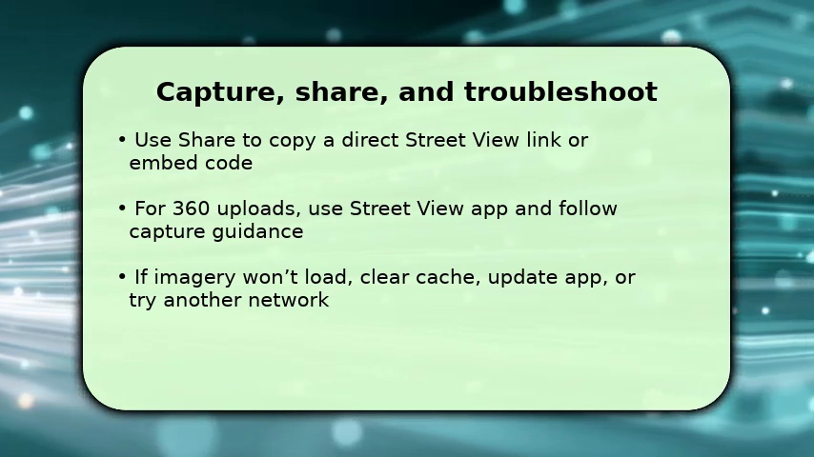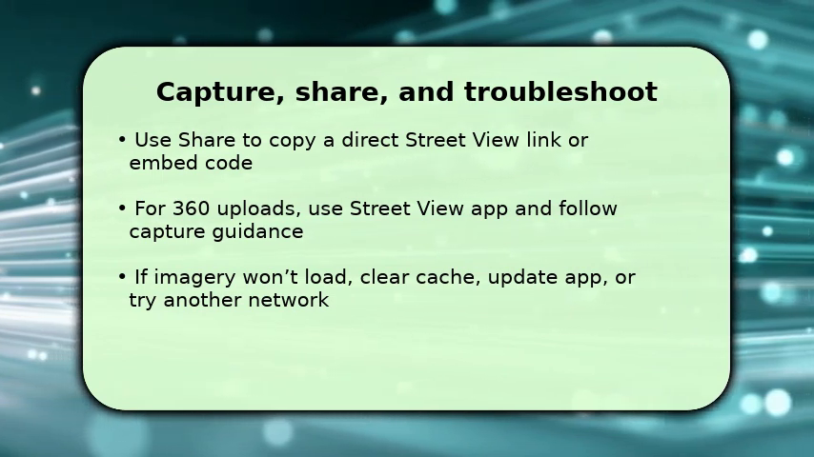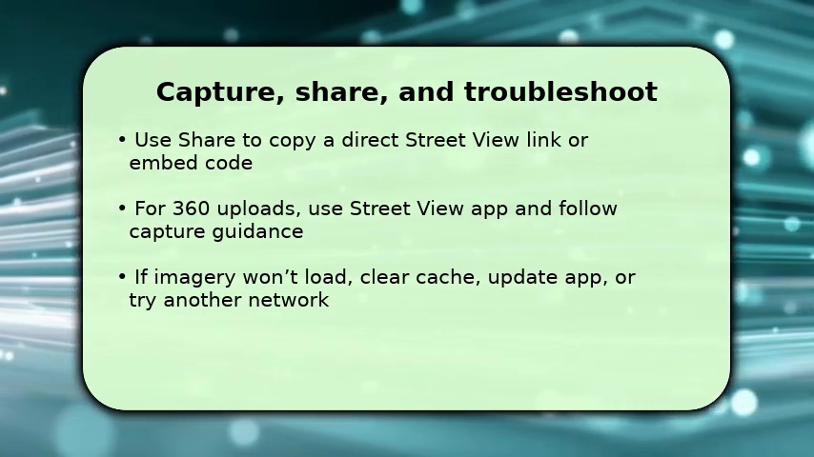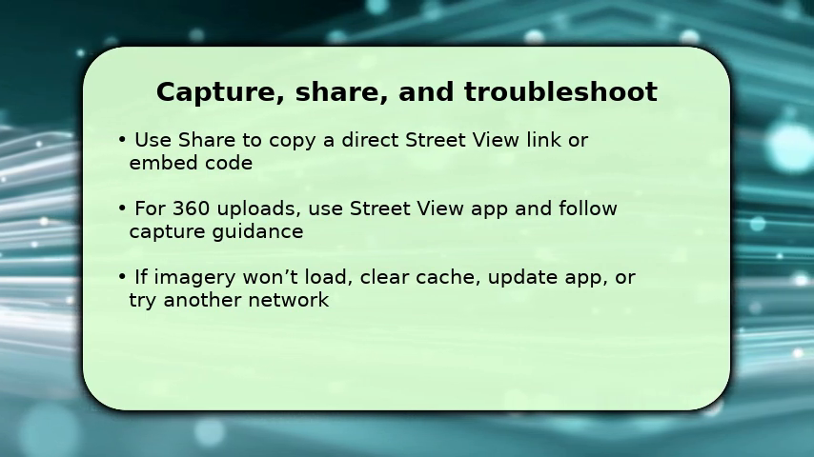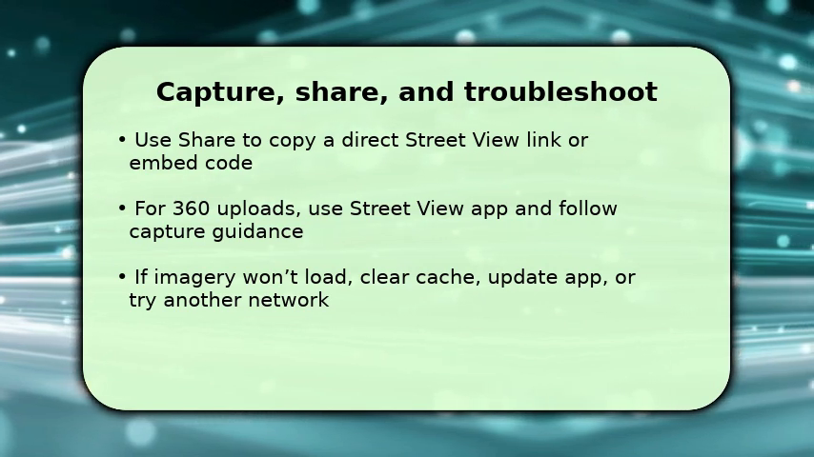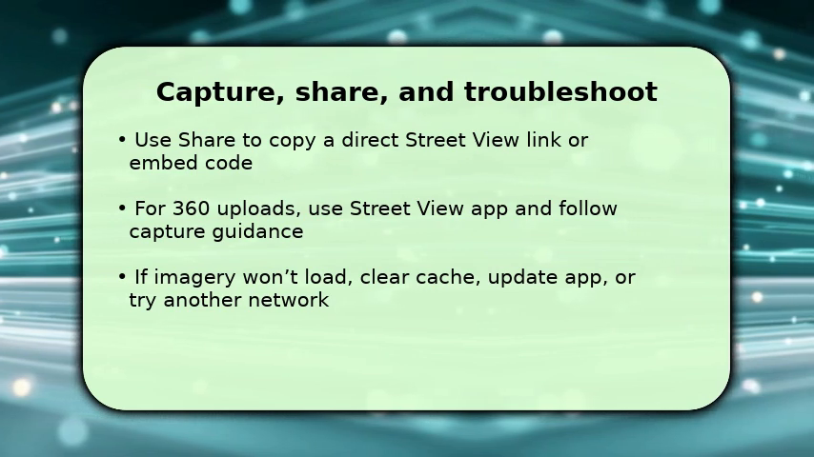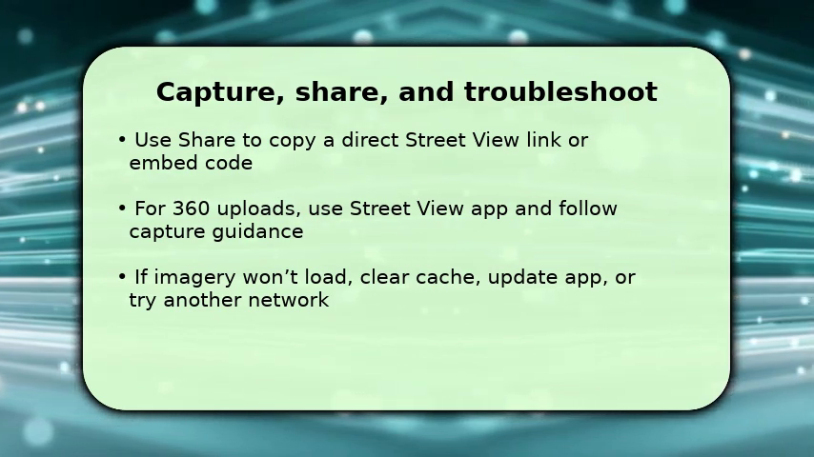If you want to add your own 360 photos, open the Street View app, follow the capture prompts, and publish when stitched. If panoramas fail to load, try clearing cache, updating the app, or switching Wi-Fi to mobile data. Often connectivity or an outdated app blocks 360 tiles. That troubleshooting step usually resolves the issue fast.